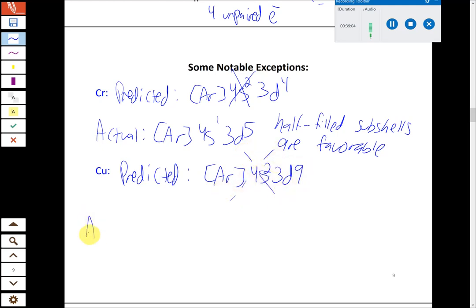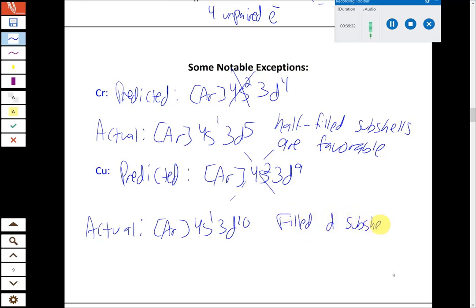So the actual configuration is once again to do the same thing. Take one of the s electrons, bump it up to the d subshell, and we get 4s1, 3d10. Okay? So instead of s2d9, it becomes s1d10. We take one of the electrons out of s, move it up to the d. In this case, again, for reasons that I probably couldn't even give you a solid explanation for, if I'm being honest, the filled d subshell is favorable.